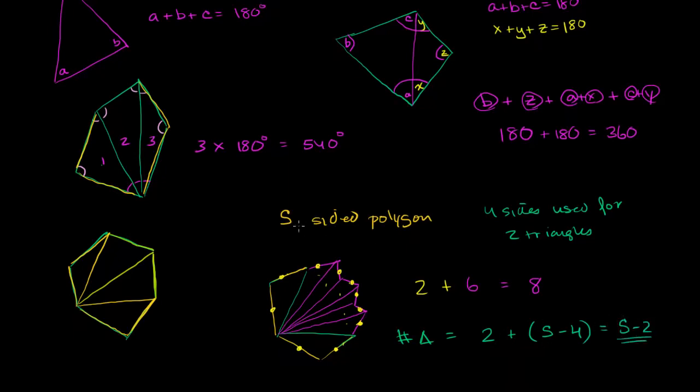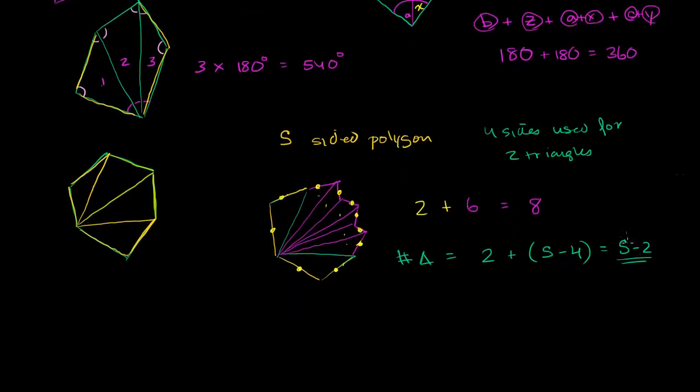So if I have an S-sided polygon, I can get S minus 2 triangles that perfectly cover that polygon and they don't overlap with each other, which tells us that an S-sided polygon, if it has S minus 2 triangles, the sum of the interior angles in it is going to be S minus 2 times 180 degrees, which is a pretty cool result.